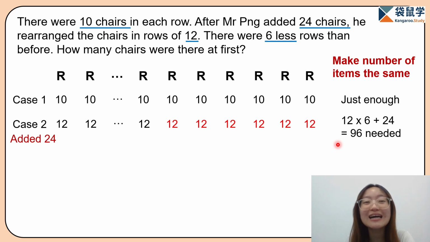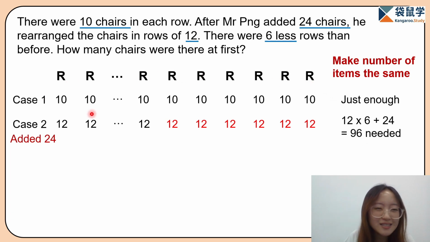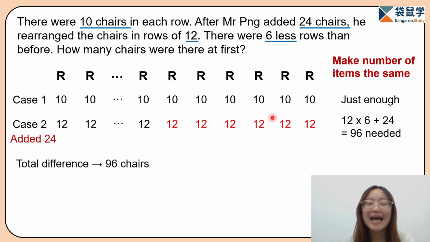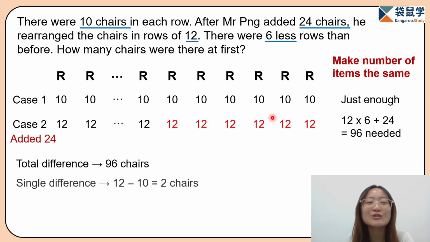And now this will be a single shortage question. So over here we have just enough, and over here we have a shortage. Now in order to achieve case 2 with all the rows having 12, we will need a total of 96 more chairs. So now what is the total difference between these two cases? The total difference will be 96 chairs. And now, what will be the single difference? It will just be the same, right? 12 minus 10, which is 2 chairs. So the total that we need is 96 in order for each row to have 2 more chairs.